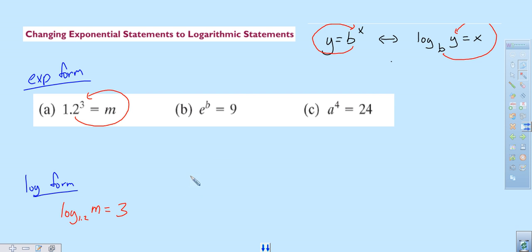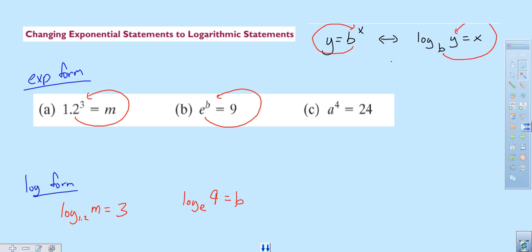So this would be log, start at the base, go towards the equal sign, swing back around. So this would be log base e of 9 is equal to b as in boy. Okay, don't get caught off by that e. I'm going to say some more stuff about that e here shortly, but don't get caught off. They're just using e as a variable in this particular example.